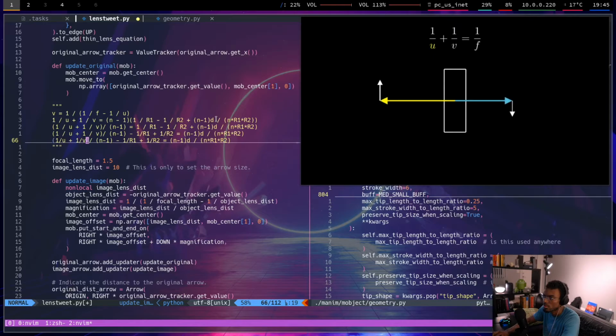Let me make this smaller. Divide by n minus 1 again. So then this is divided by n minus 1 squared. And this is just divided by n minus 1. Then multiply by that.